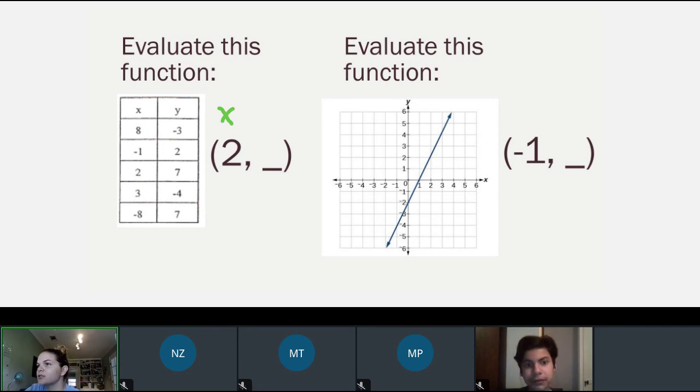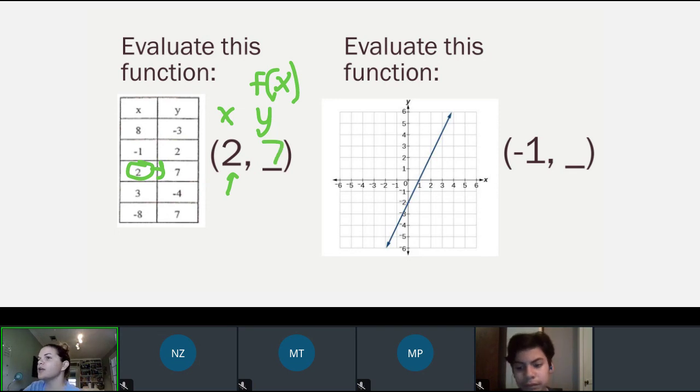Remember that ordered pairs are x and then y. Sometimes y is also listed as f of x. You'll see that in 2 slides a lot. So when x is 2, y is 7, exactly. So we can evaluate a function on a table.